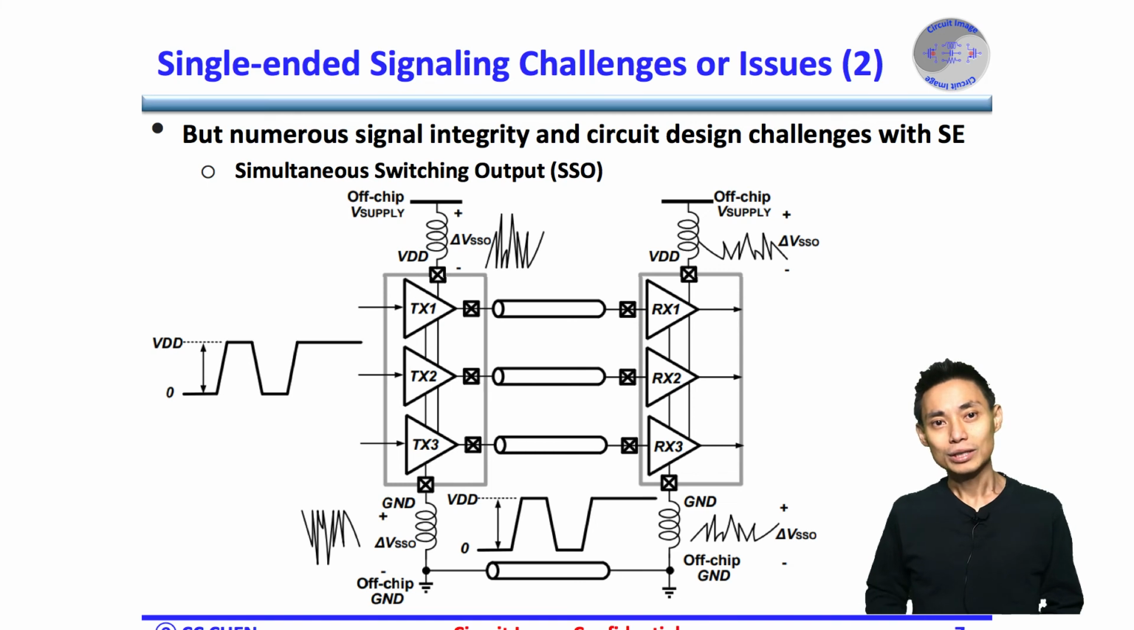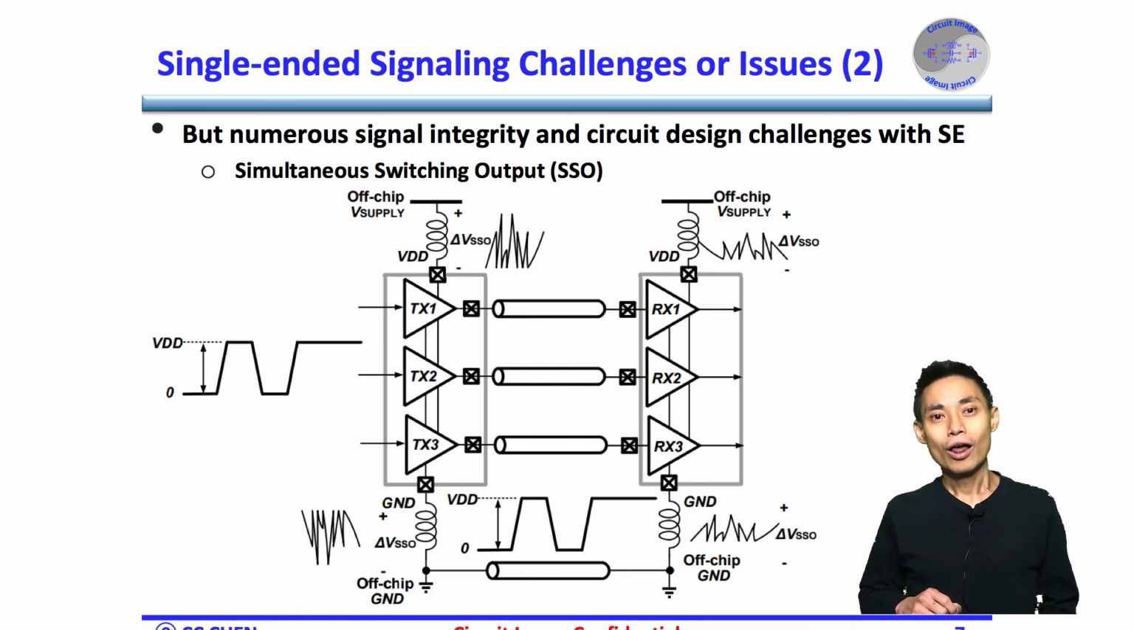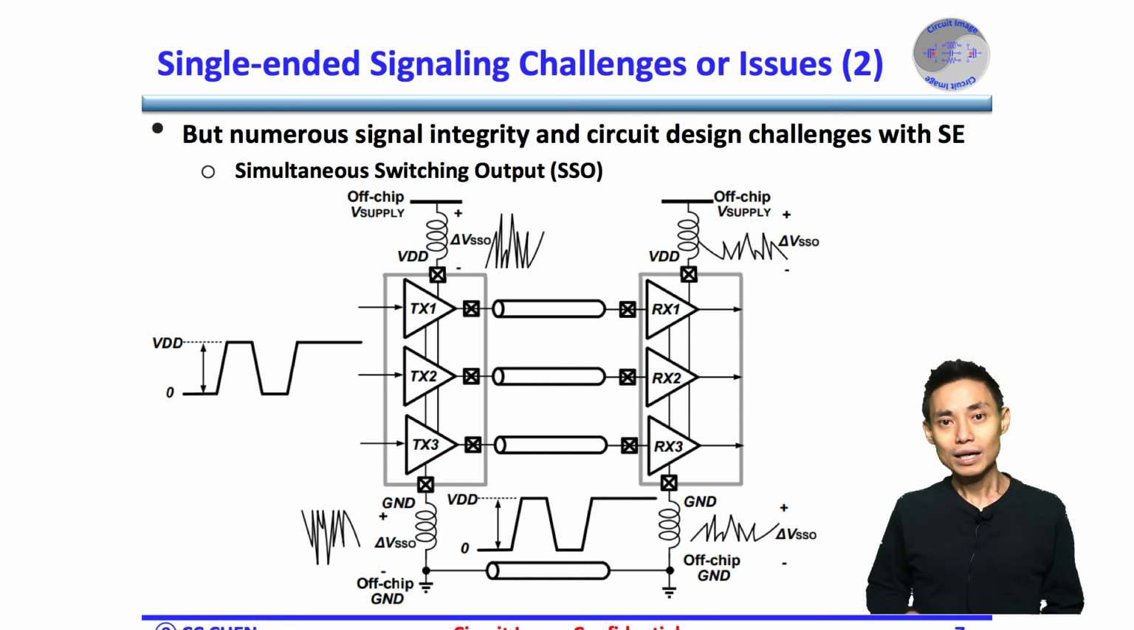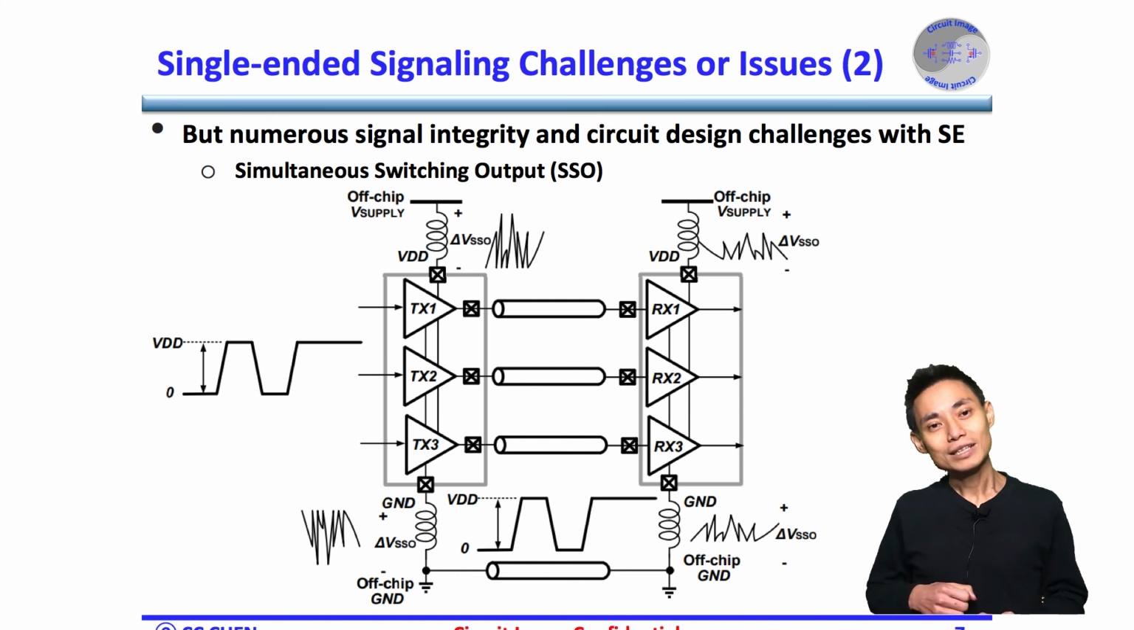Furthermore, the return ground path between the TX and RX could be a big inductor, and the switching ripple could be even worse. Those SSO ripples at the supply and ground will degrade the signal integrity at the RX input and easily cause big errors. Again, how can differential signaling do better?